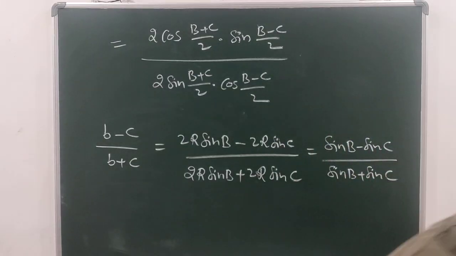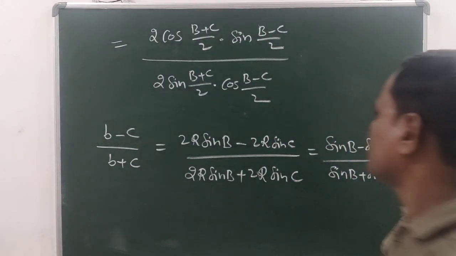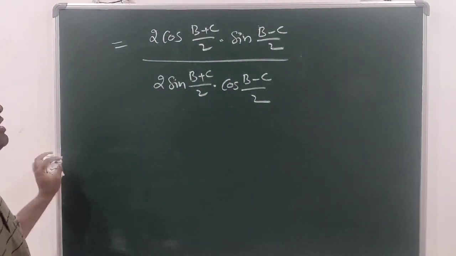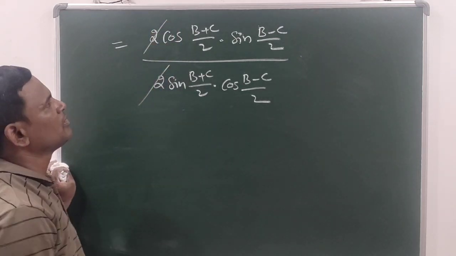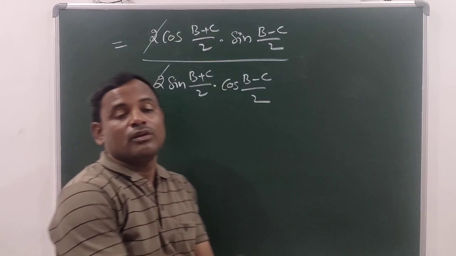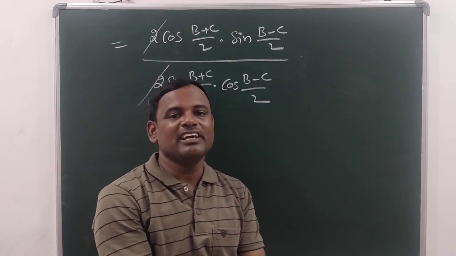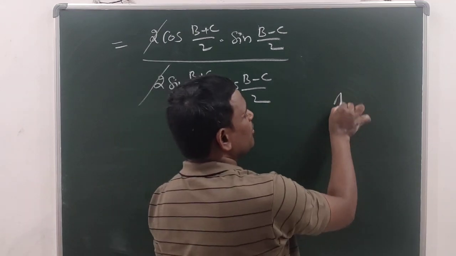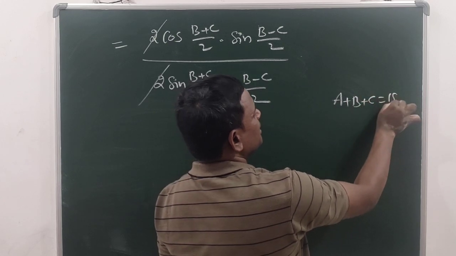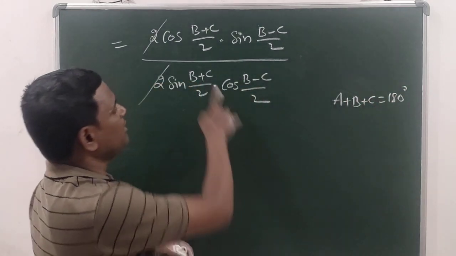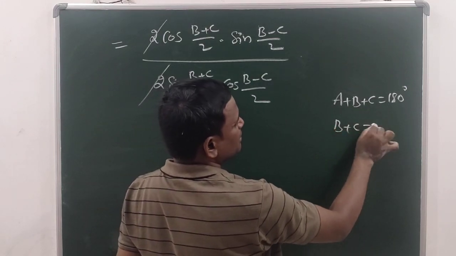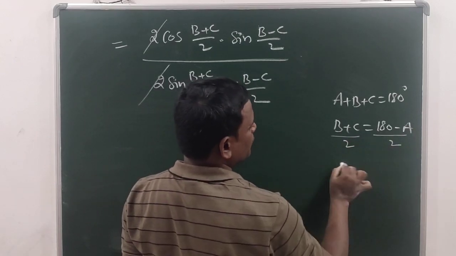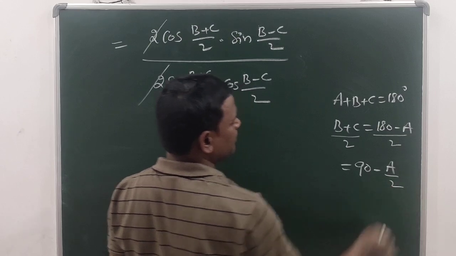Okay, right? Now these two get cancelled. Now, you know what A, B, C are here? Angles in a triangle ABC, and as we know, their sum is A plus B plus C equal to 180 degrees. Now here, B plus C is equal to 180 minus A. If you divide both sides by 2, what do you get? 90 minus A by 2.